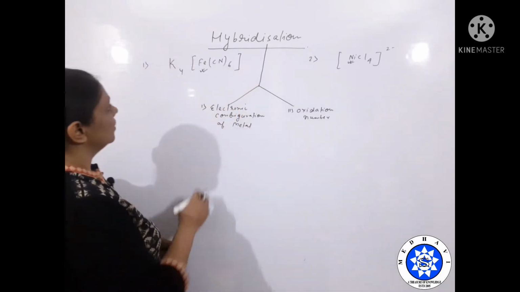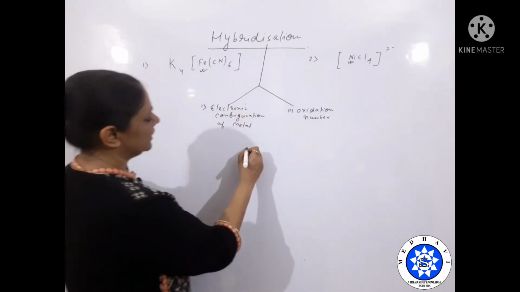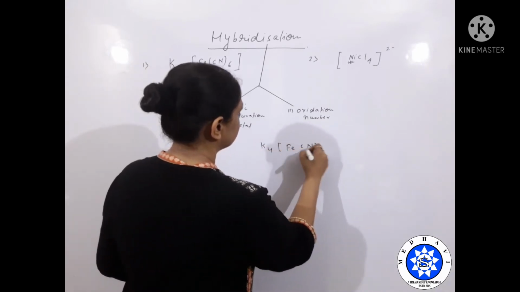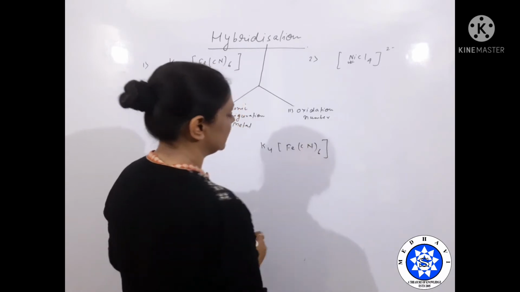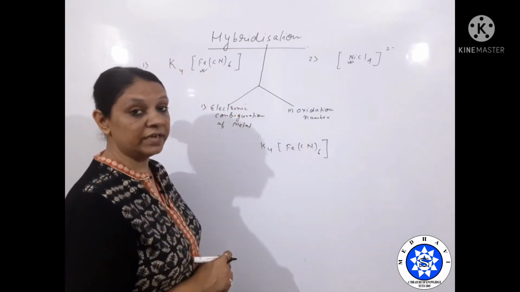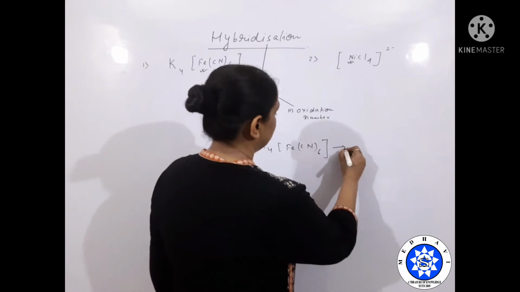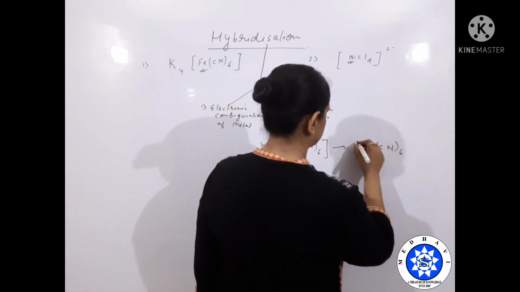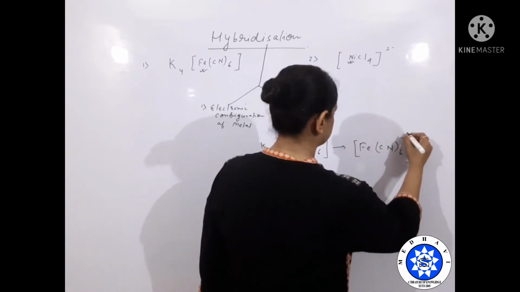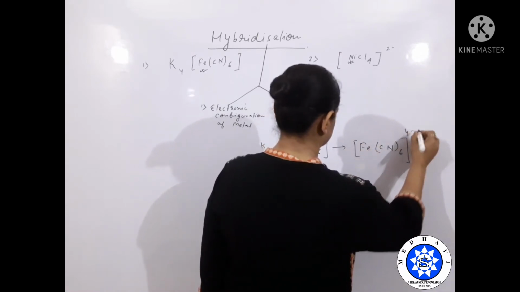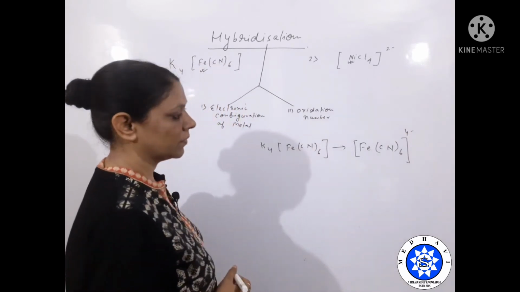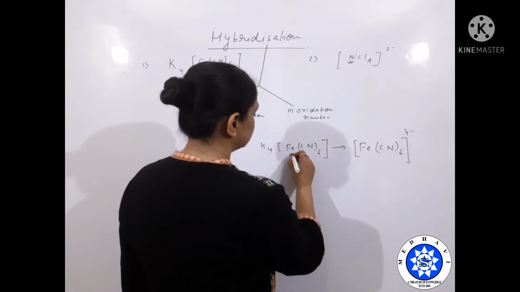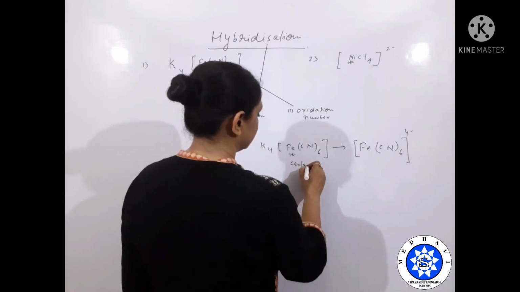So first compound, suppose I have taken K4[Fe(CN)6]. It is potassium hexacyanoferrate. We can write this compound like this also. Both are correct. Here this is the central metal.